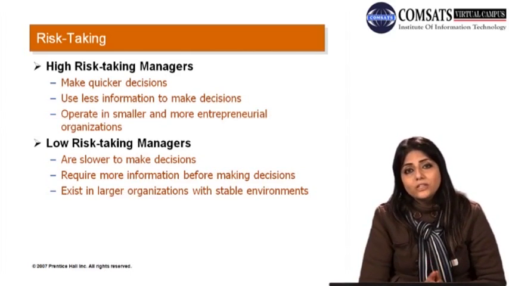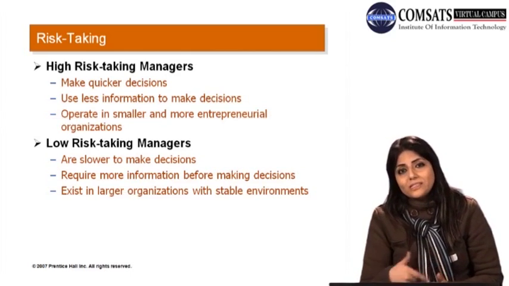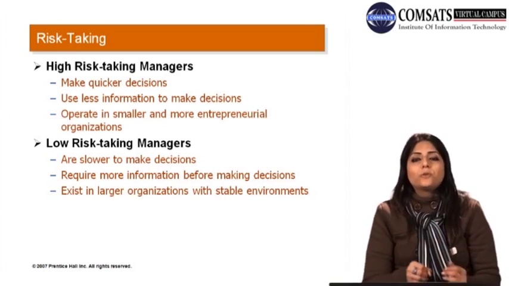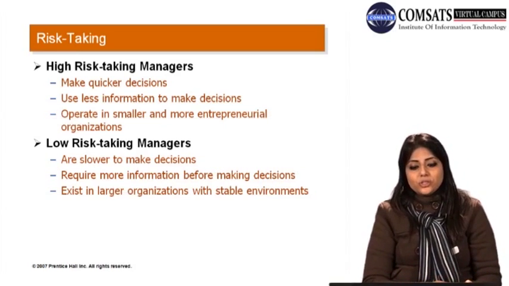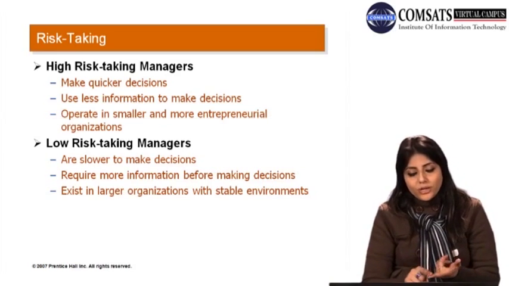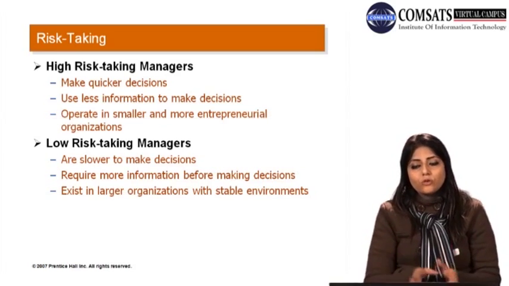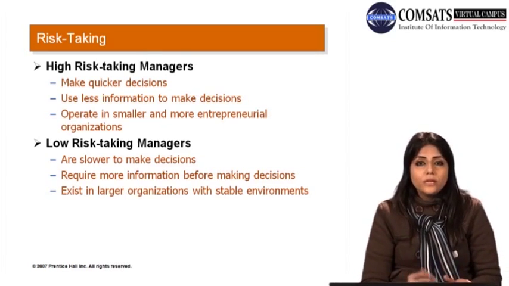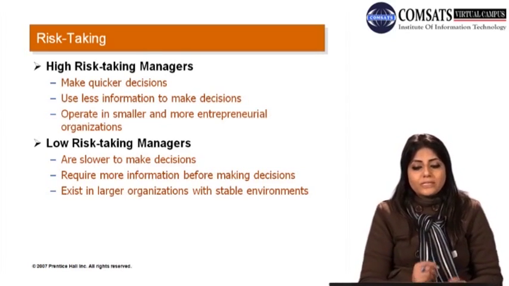The low risk-taking managers, or the managers who have low propensity to take risk, try to get as much information as possible before they make their decisions, right? So they make slower decisions, and they gather a huge amount of information before making their decisions. So these are the big differences between these two types of personalities.